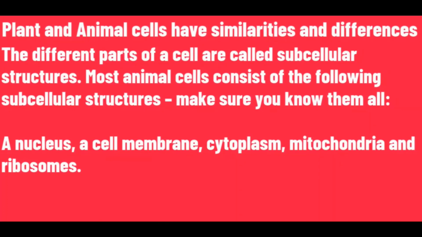Plant and animal cells have similarities and differences. The different parts of a cell are called subcellular structures. Most animal cells consist of the following subcellular structures. Make sure you know them all.